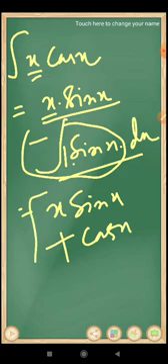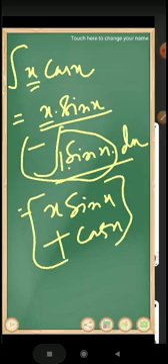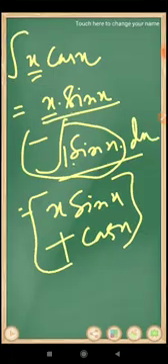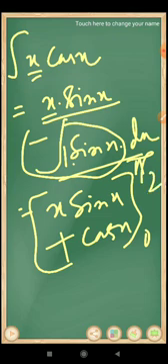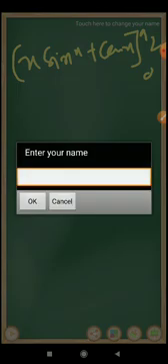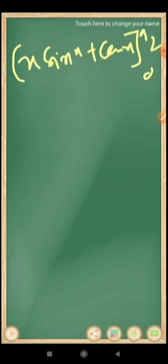But what is our limit? The limit is 0 to pi by 2. Now you have to replace x by pi by 2, and then minus, replace x by 0. So x sin x plus cos x, from 0 to pi by 2.